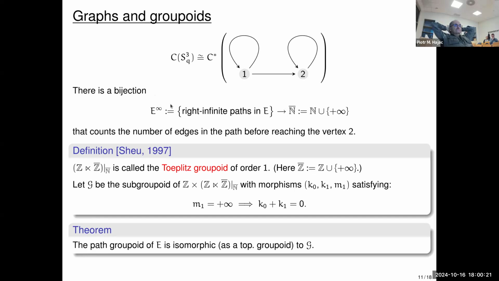But at least you have an idea. Here you can see the map between objects, infinity that goes to M bar, which is the set of objects of the groupoid of Shaw. You can imagine how it works. Also for arrows, you have to count something in a suitable way. And then, okay, there is a lot of details about showing that this map is continuous, it has continuous inverse, and so on.